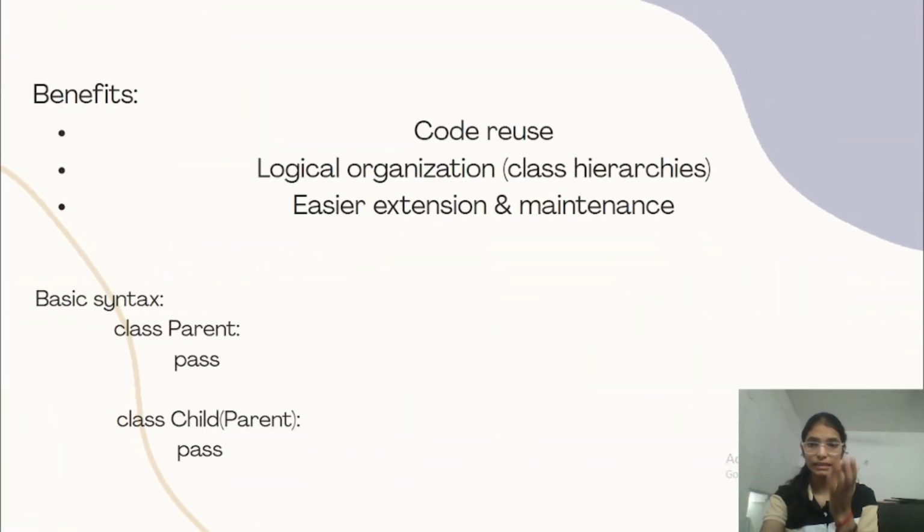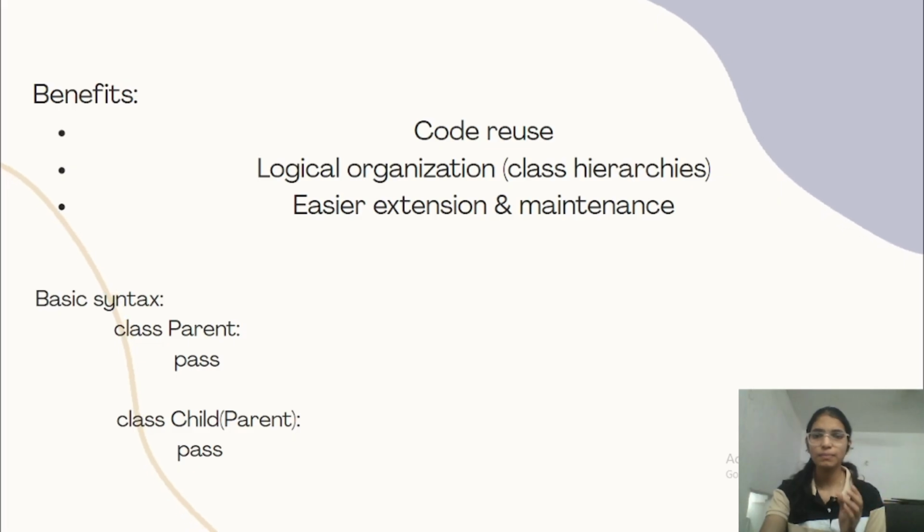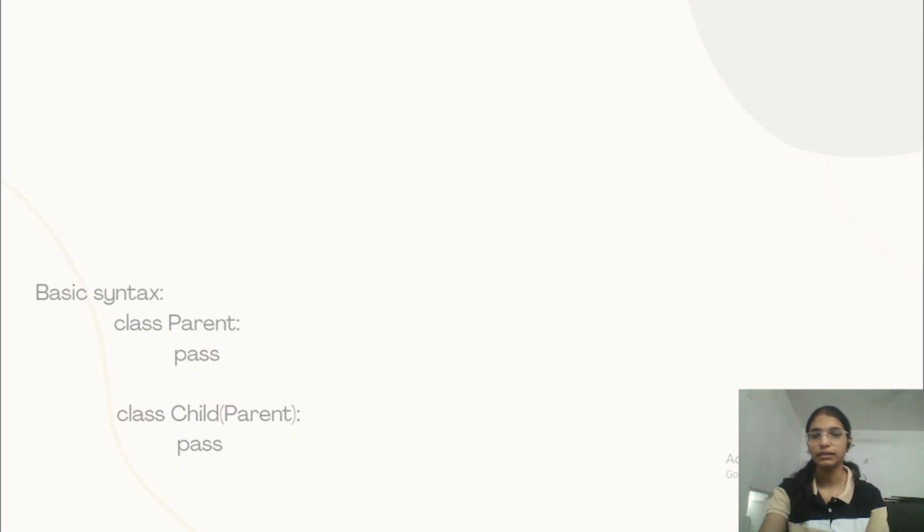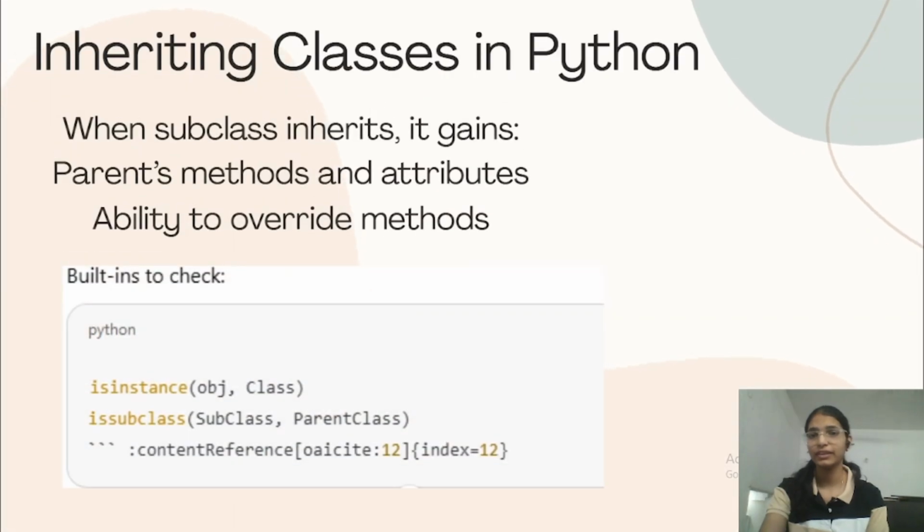As you can see here, this is the basic syntax for inheritance. That is, the child class inherits from the parent. This is the basic structure in Python using parentheses. Next, coming to inheriting classes in Python: when a subclass inherits from a parent class, it gains access to the parent's attributes and methods. This makes development faster and code cleaner.